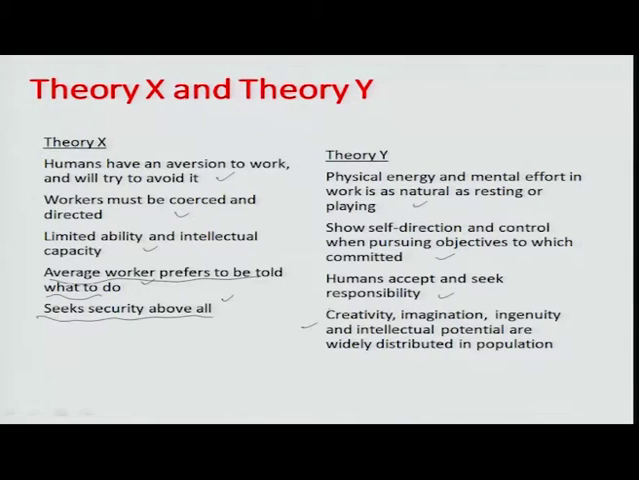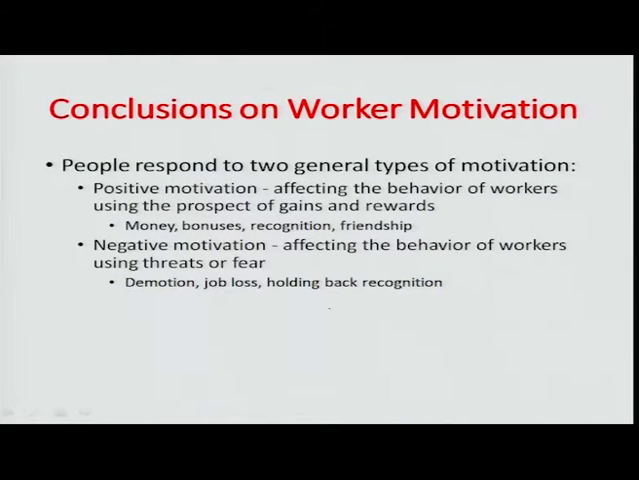So in conclusion, if I wanted to conclude what the factors associated with worker motivation are, people would generally respond to two types of motivation. One is positive motivation, which affects the behavior of workers using the prospects of gains and rewards. This could be in terms of, let us say, additional money, additional bonuses, additional recognition. This is a very big aspect right now which talks about need based psychology associated with human factors, additional friendships which are formulated. This could enable a person to work better.